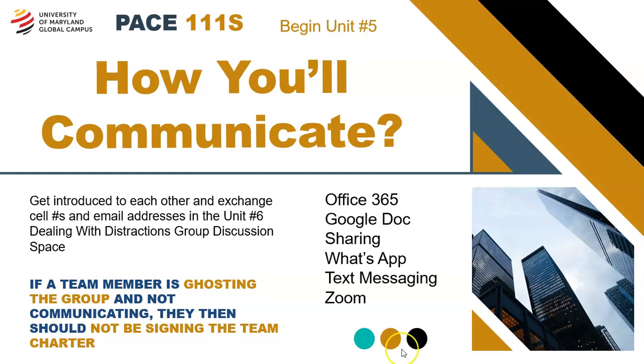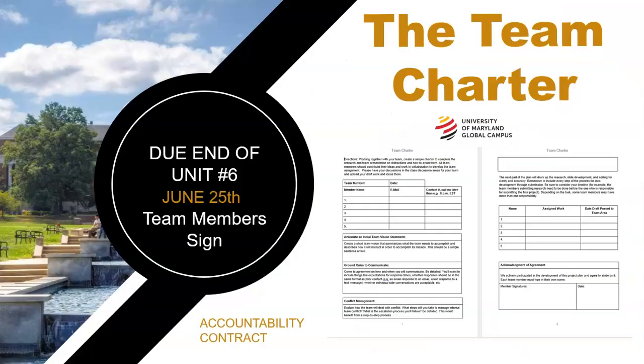And it's important to note that if you have a group member that is ghosting you, they should not be signing what we call the team charter. And here is the team charter. At the end of unit number 6, which will be June 25th, one member of your group will submit this team charter that you see here, where you'll list your team members, and you'll talk a little bit about some specifics as to who's going to be doing what for the team project, and most importantly, everyone needs to sign and date it.